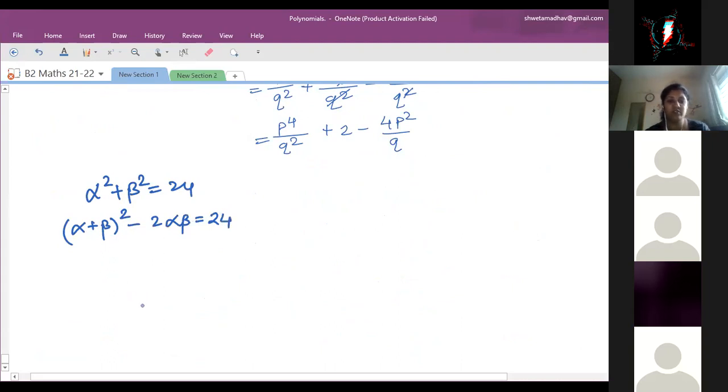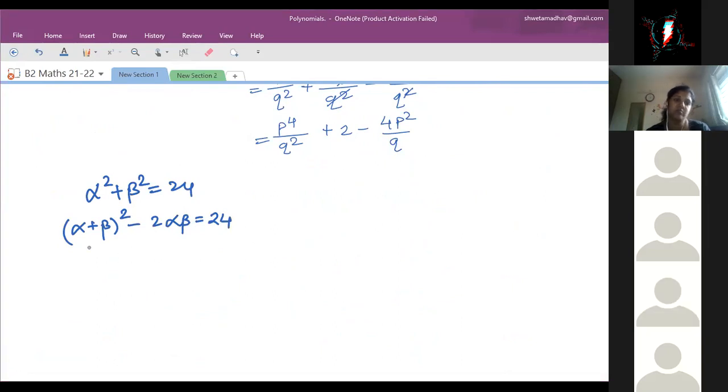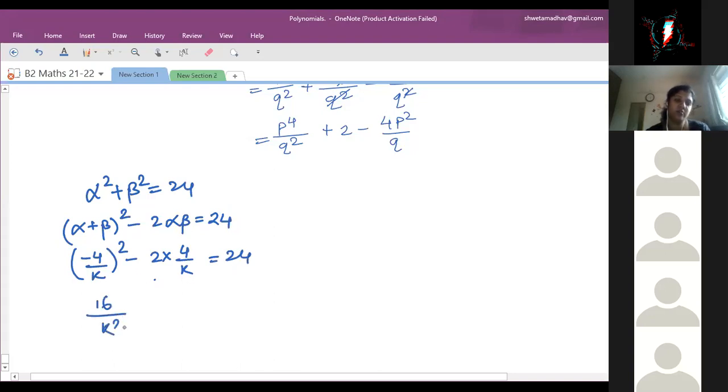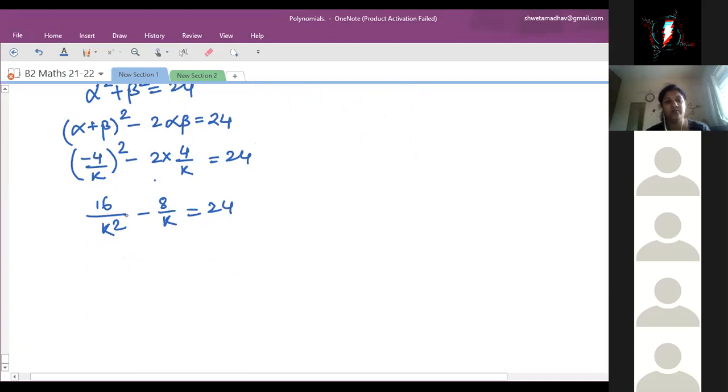Alpha plus beta value was, what was the question? That is minus 4 by k. Minus 4 by k whole square minus 2 into 4 by k is equal to 28. So it is 16 by k square minus 8 by k is equal to 24. Now in this case, we can take 8 by k common or leave it. Directly take the LCM: 16 minus 8k by k square is equal to 24.